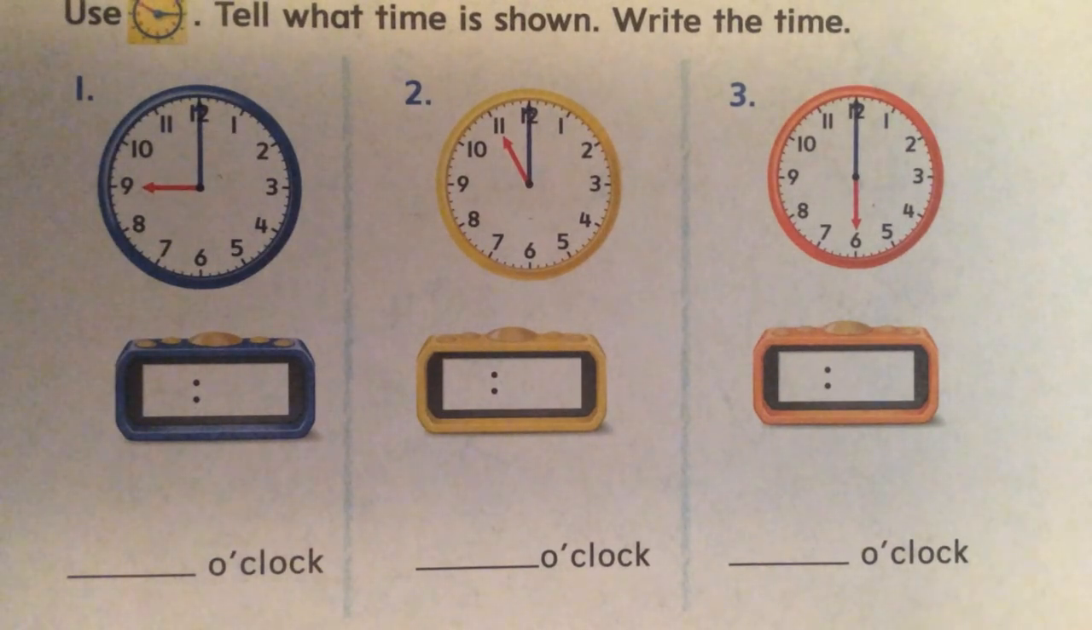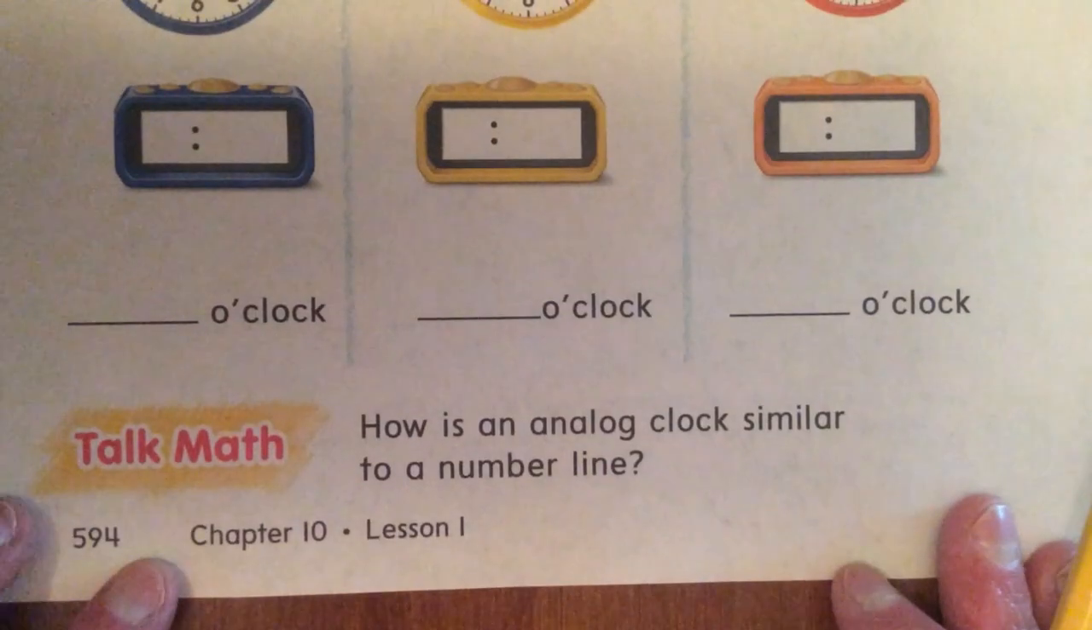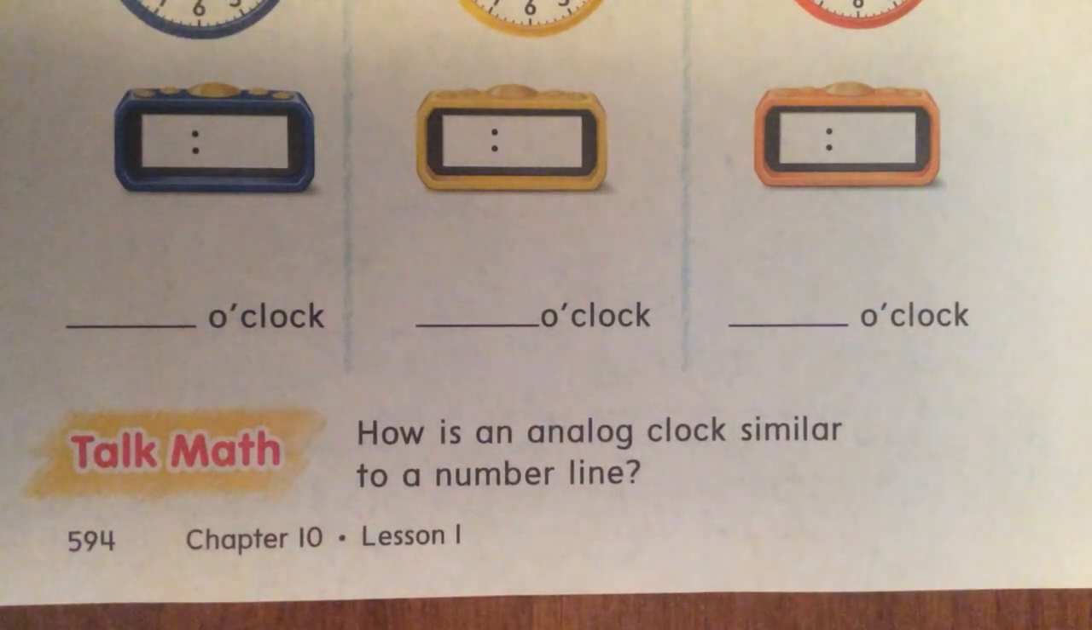So look at your hour hand. And then at the bottom, how is an analog clock similar to a number line? Ooh. So tell a family member how an analog clock is similar to a number line. Okay, good luck with that.